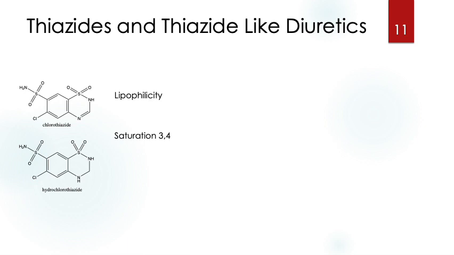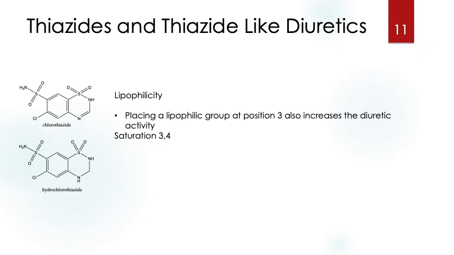Now let's start talking about some other changes in the molecule that help to increase or decrease the activity of the diuretic. The first thing we want to talk about here is lipophilicity. Placing a lipophilic group at position 3 also increases diuretic activity. I know some of you are wondering, what's position 1, position 2, position 3? Position 1 is right here, position 2 is at this position, and this is position 3. So placing a lipophilic group at position 3 increases the diuretic activity.